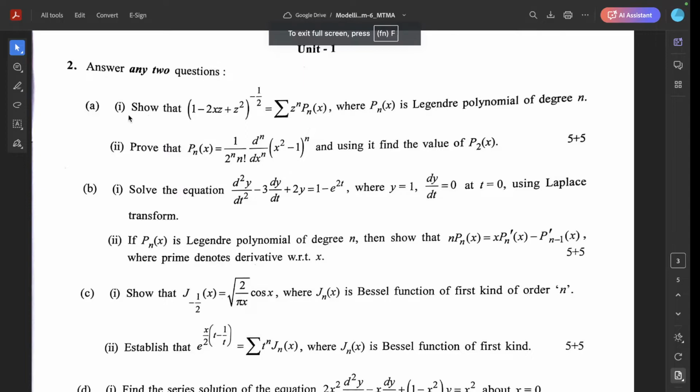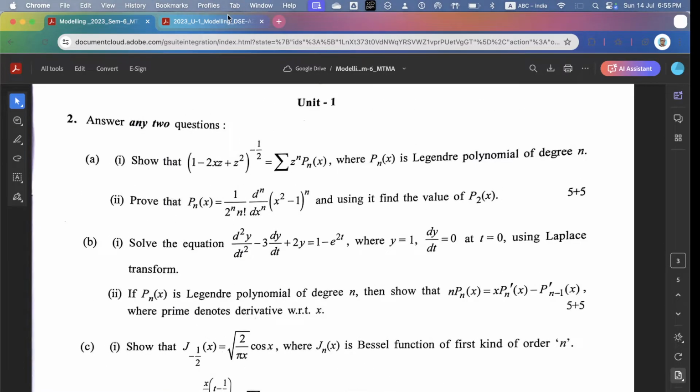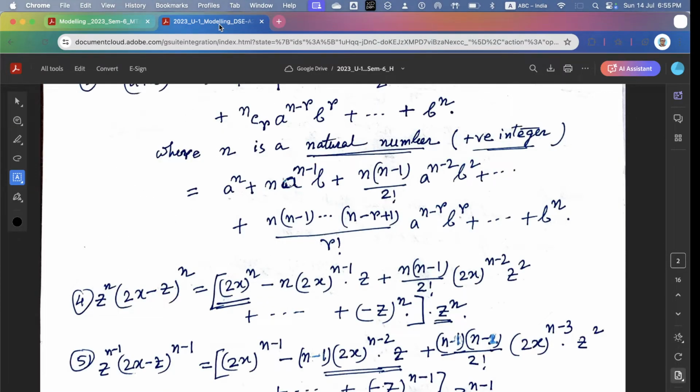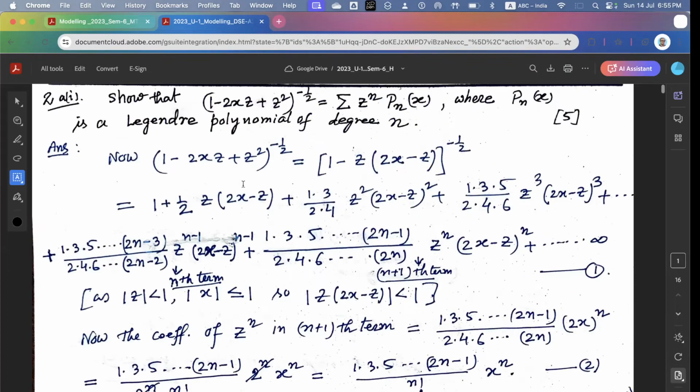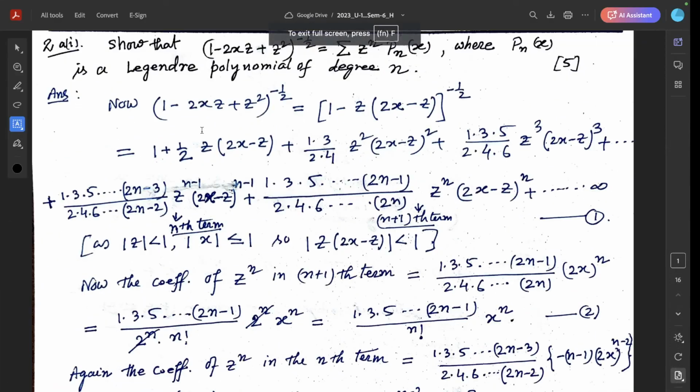Question 2A1. Show that (1 minus 2xz plus z squared) to the power minus half equals the summation of z to the power n Pn(x), where Pn(x) is the Legendre polynomial of degree n. Now, (1 minus 2xz plus z squared) to the power minus half is equal to (1 minus z(2x minus z)) to the power minus half.